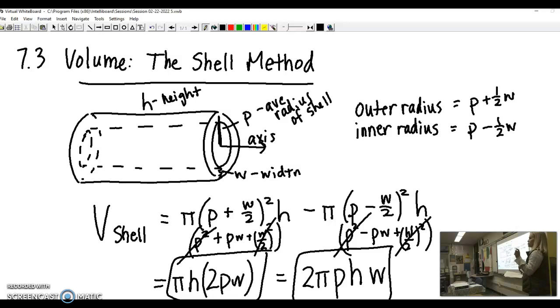So the width of the shell is the same as the width of the washer that we did for the disc washer method. That w is just your dx or your dy. The p would be the distance from the origin, or whatever the axis of rotation is, and then the h would be the height of the shell. So I'm going to explain that here.